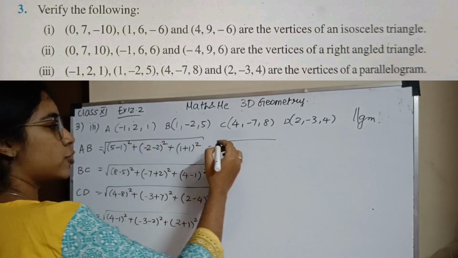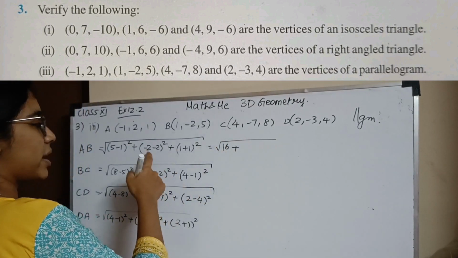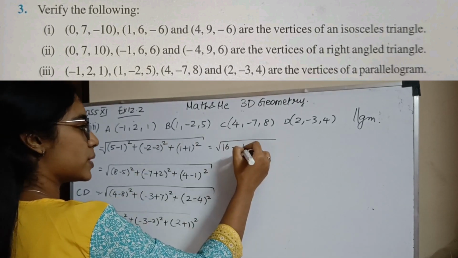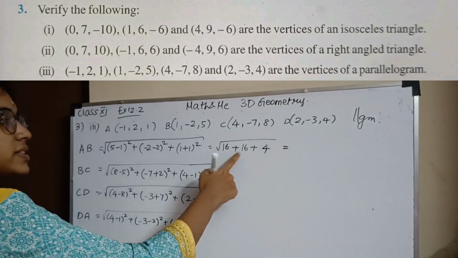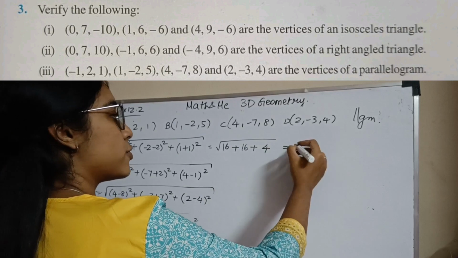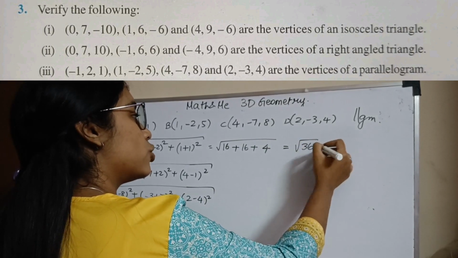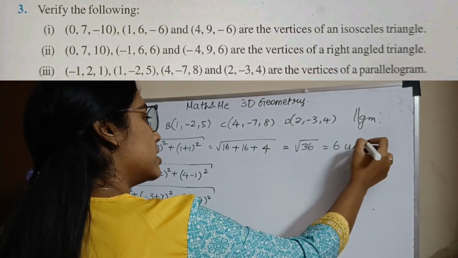5 minus 1 is 4, 4 square is 16, plus minus 2 minus 2 is minus 4, square is again 16, plus 1 plus 1 is 2, 2 square is 4. So I'll have 16 plus 16 is 32, 32 plus 4 is 36. So root of 36 will be 6 units.